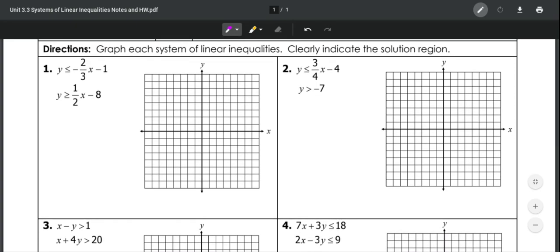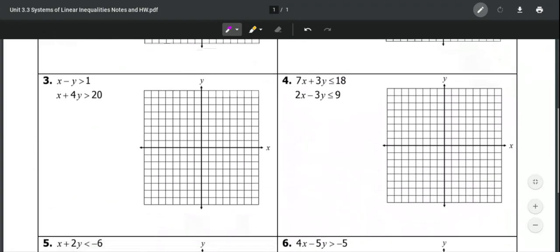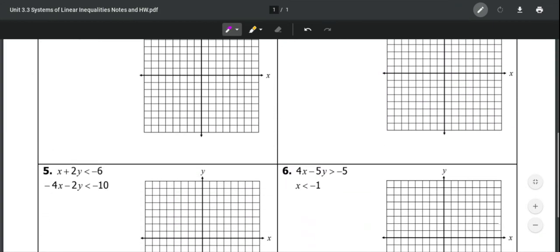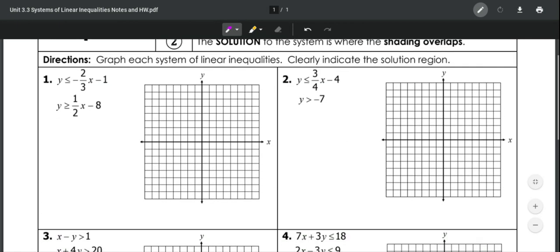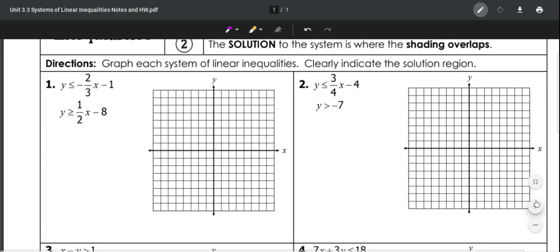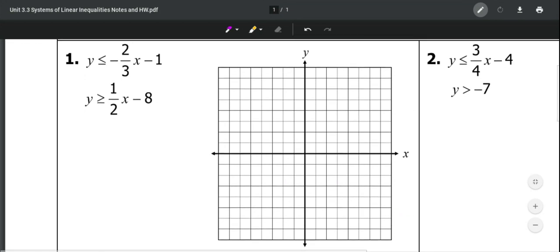So let's look at number 1. This document is going to be what your homework's off of too. You guys are going to do 3, 4, 5, and 6 for homework, but I'm going to show you 2 examples, 1 and 2. All right, so let's look at 1, and let me bring this up so you can see it.